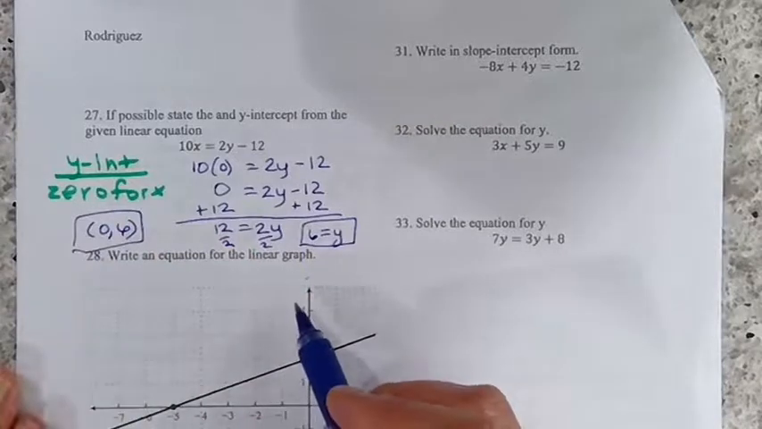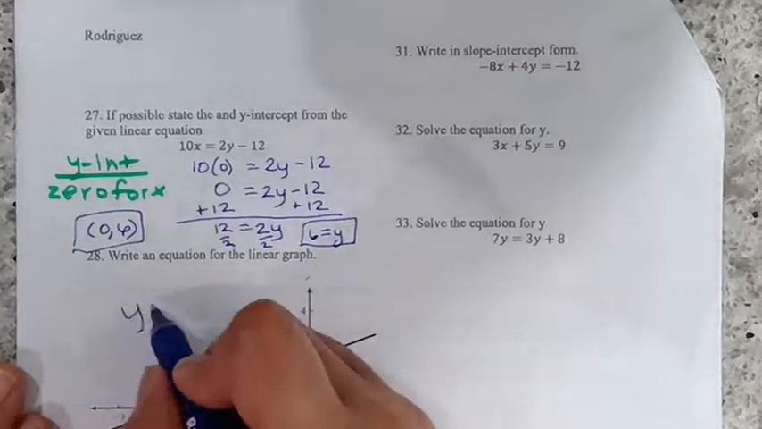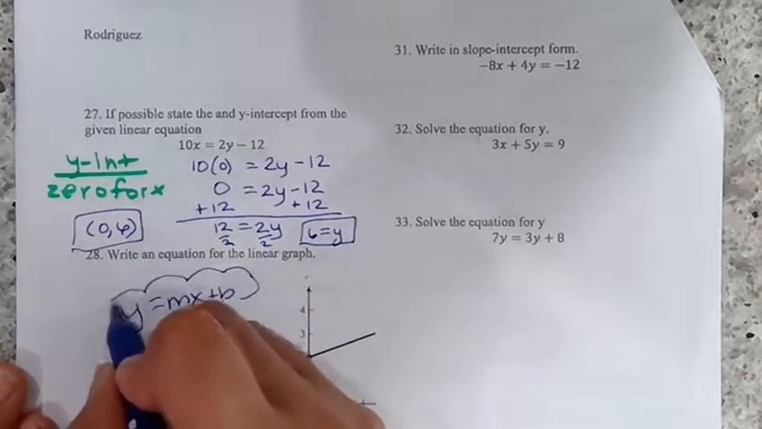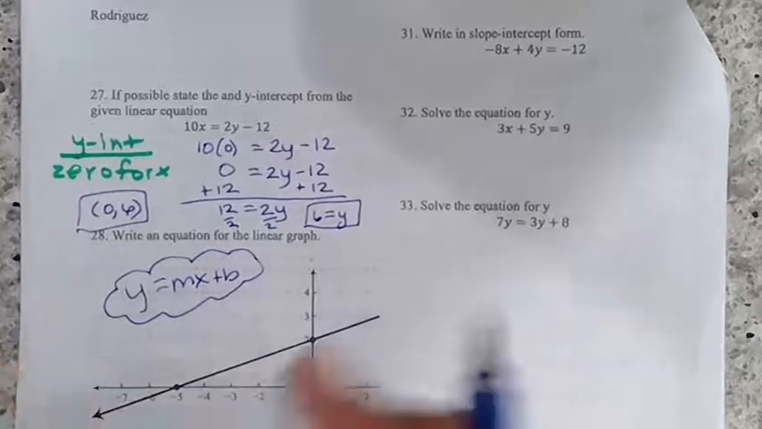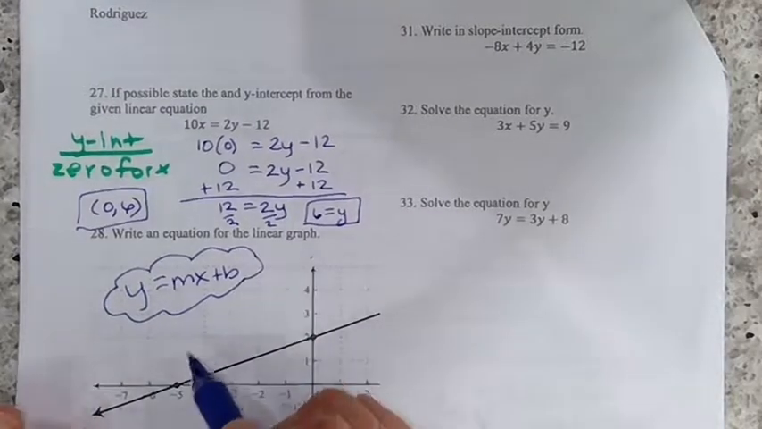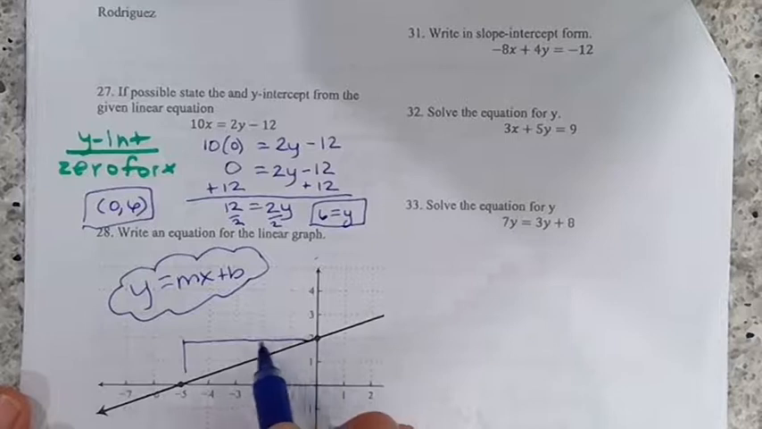Okay, 28. Write an equation for this one. Equation of a line is y equals mx plus b. And again, excuse the messy writing. I hurt my finger and it actually hurts to write. Okay, the slope is 2, 1, 2, 3, 4, 5. 1, 2, 3, 4, 5.